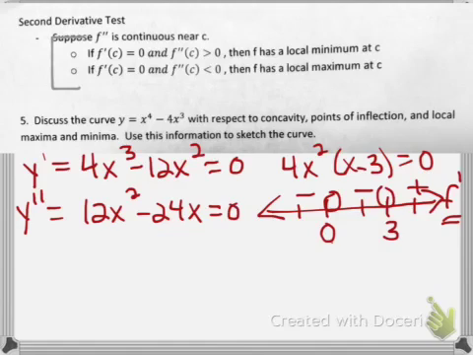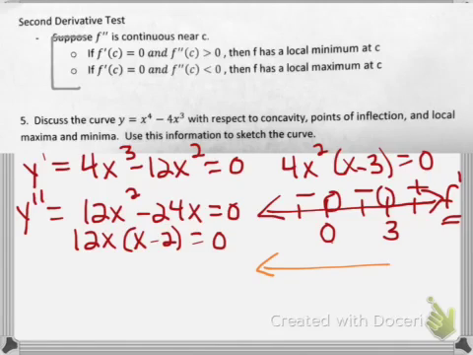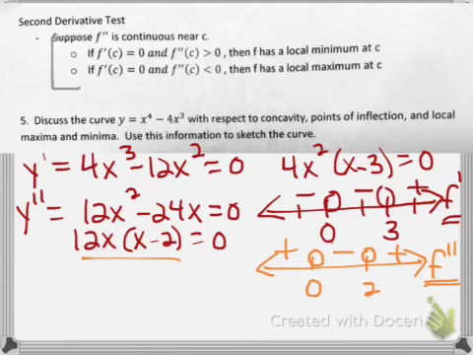Do the same thing with that. Set it to 0. Factor out a 12x. Left with x minus 2. So now I can come over here and do f double prime. So my inflection points would be 0 and 2. And then again, I would test numbers into the second derivative to see where it's positive or negative. So I'd plug it in here, and I'd get positive, negative, positive.